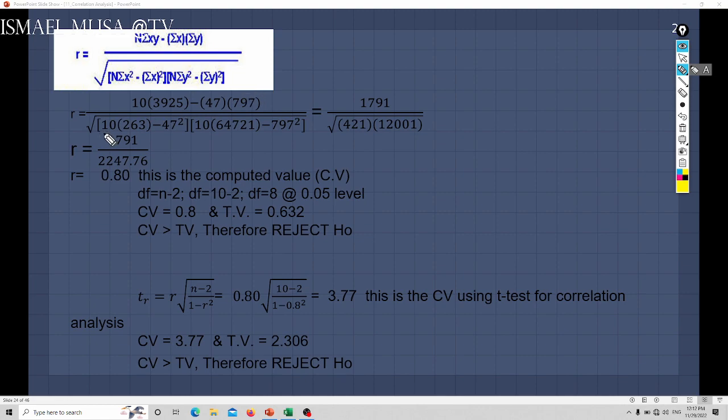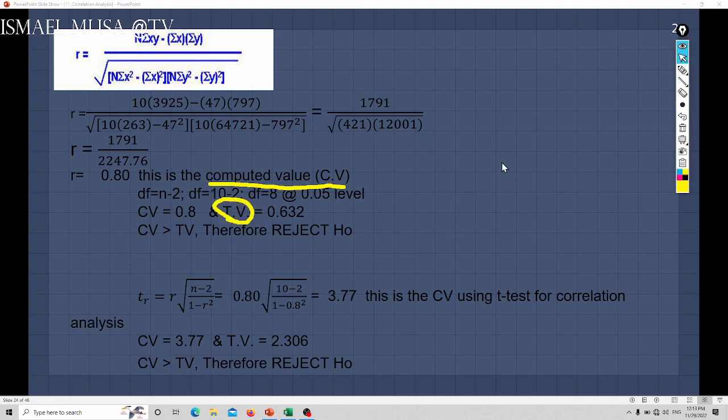All right. So, we simply plug in those values into our formula. Simplify it arithmetically, so you get R equals 0.80. Okay? You follow? R equals 0.80. Now, if you have your R, that is the computed value. So the next thing to do is to identify what is the tabular value.